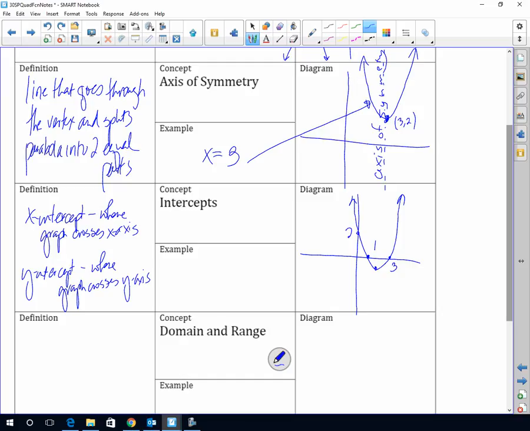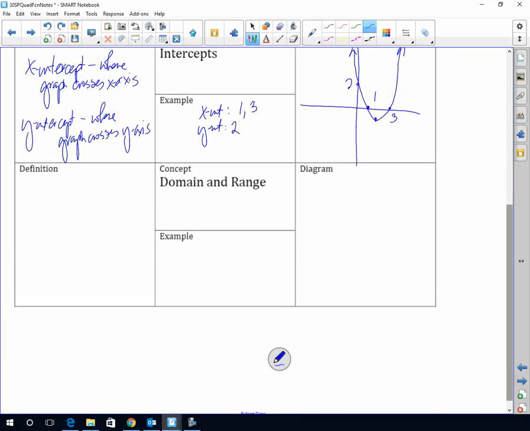Domain and range. What's the definition of domain and range? Yes, domain is the inputs or the x's, the x values possible. And the range is the output of the function or the y values that are possible. Okay, so for instance, say I graph this parabola here. I'm going to put it over here this time. It's going to go like this there. And it's going to be, say, -2, 3.